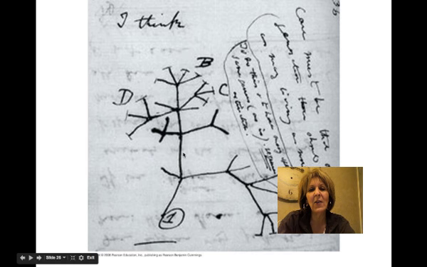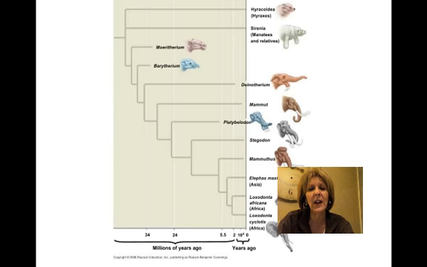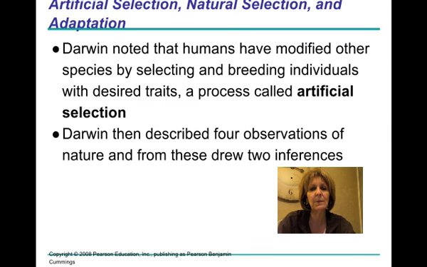I love this diagram. You can see this very clearly. He says, I think, and has this branching pattern of the tree of life. So today, we don't use necessarily a tree, but we use things called phylogenetic diagrams. We also use things called cladograms, and these show the family tree of, in this case, elephants and manatees and their distant relatives.